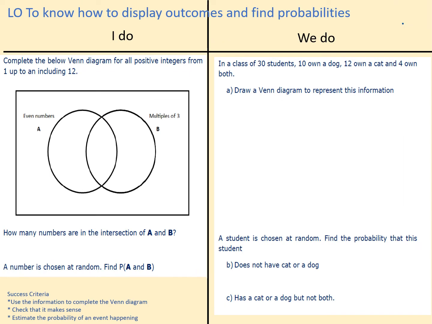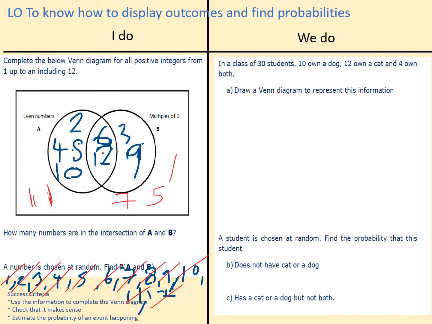So it says, complete the Venn diagram below for all positive integers from 1 up to 12. So what we need to do first of all is actually list those numbers. So 1, 2, 3, 4, 5, 6, 7, 8, 9, 10, 11, 12. It says in A, you're going to put even numbers, and in B, you're going to put multiples of 3. So if they are even numbers and multiples of 3, they're going to go in the intersection where the circles overlap. So we've got 2, 4, 8 and 10 that are in even numbers. 6 and 12 are in the intersection because they're both even and they're multiples, and 3 and 9.